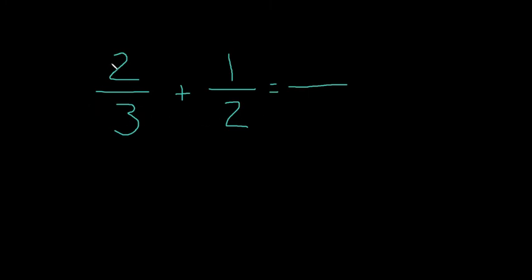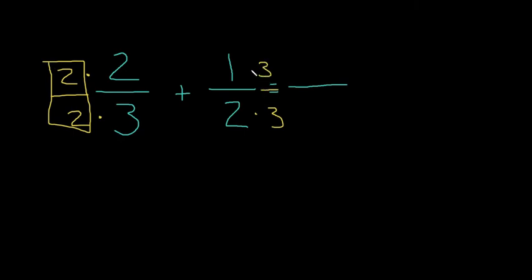So on this side, we're going to multiply this 3 times 2, and this 2 times 3. But again, we don't want to change the value, so we're going to make this a value of 1, and we're going to make this a value of 1. So we've multiplied both sides by the value of 1. We have not changed any of the values. We're only changing what the fraction looks like.